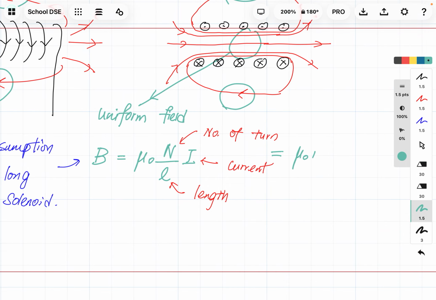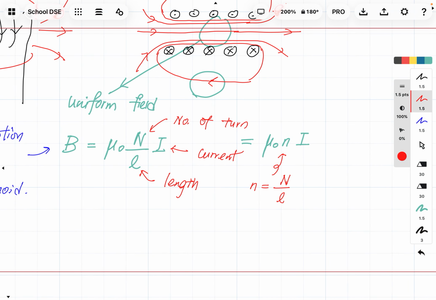So these two B fields cancel. So therefore, there's no B field inside the smaller solenoid.